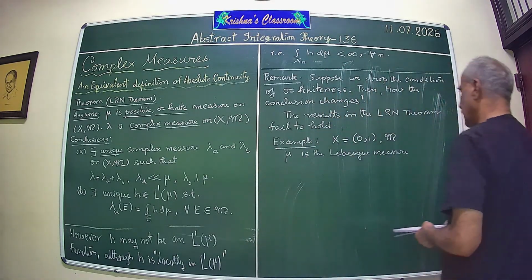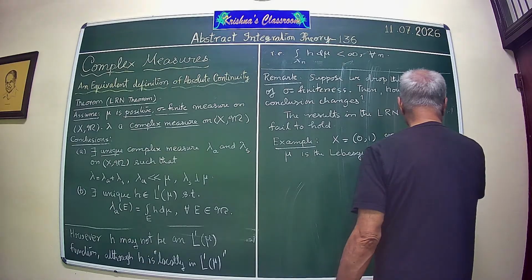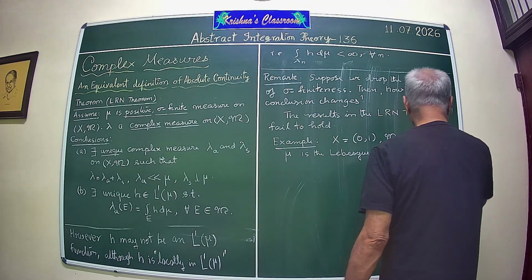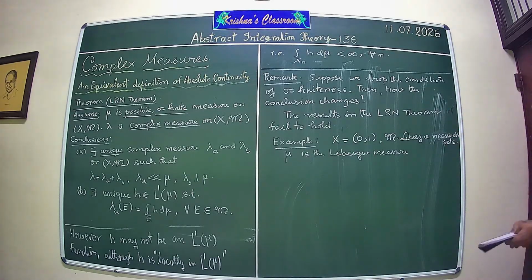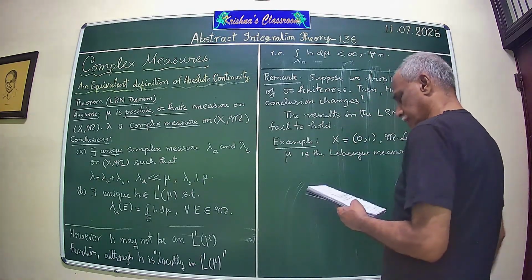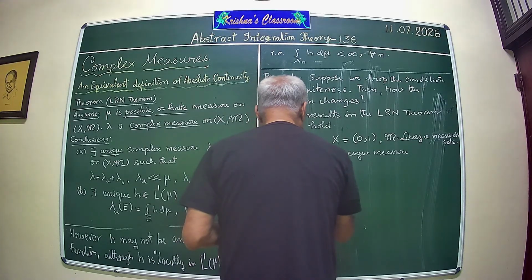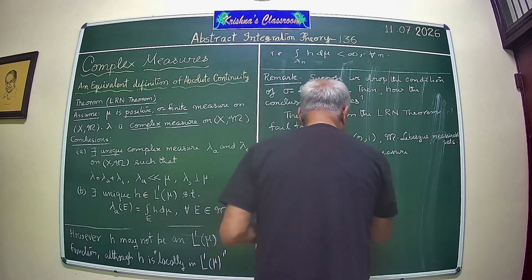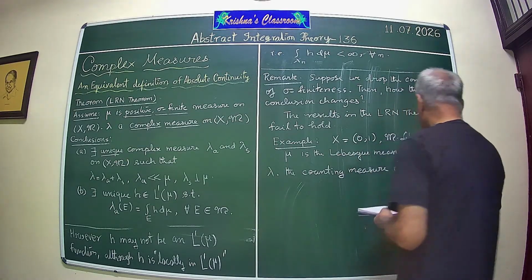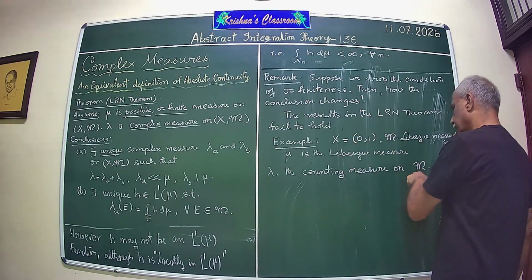We take the sigma algebra as measurable. So M is the set of all Lebesgue measurable sets, which form a sigma algebra on 0 to M. Now mu is the Lebesgue measure. Then we take lambda as the counting measure on M. That means every Lebesgue measurable subset we are looking at, we are taking the counting measure on that.